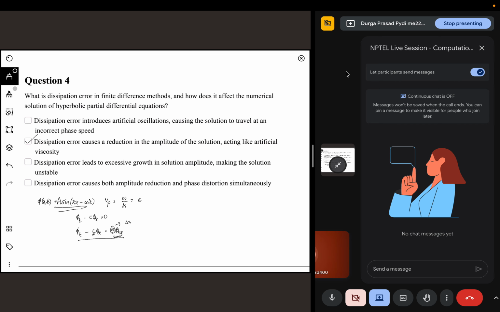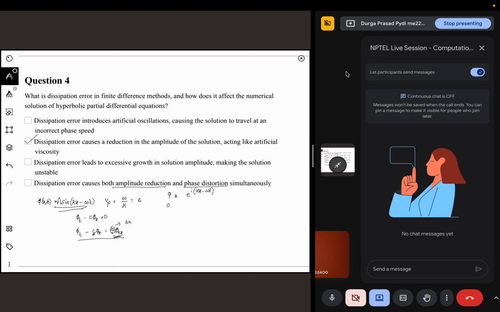Just to check for the last option also. So let's say it says that it causes both amplitude reduction and phase distortion. In order to say whether this particular scheme causes phase distortion or not, the usual way to go ahead is you assume a particular harmonic solution for this problem, like I just did. So you have e power i(kx minus omega t), and you substitute this into this equation.